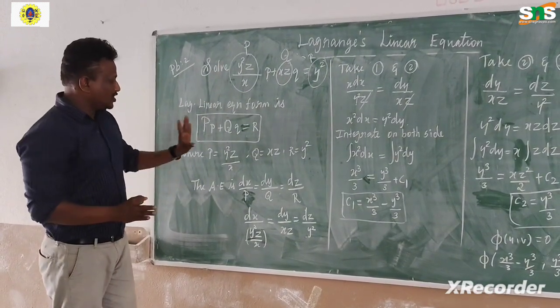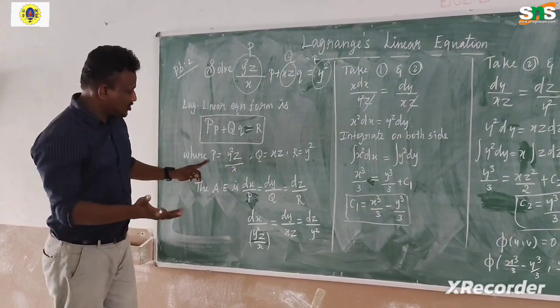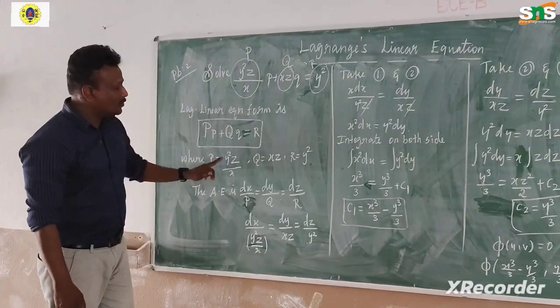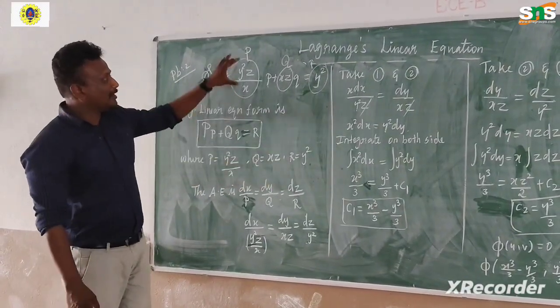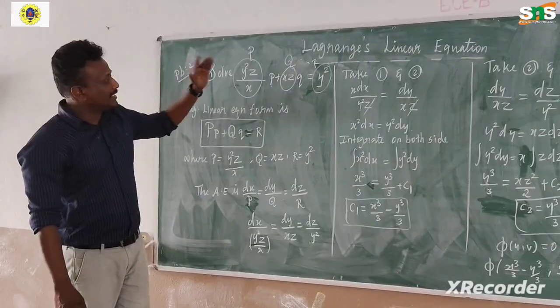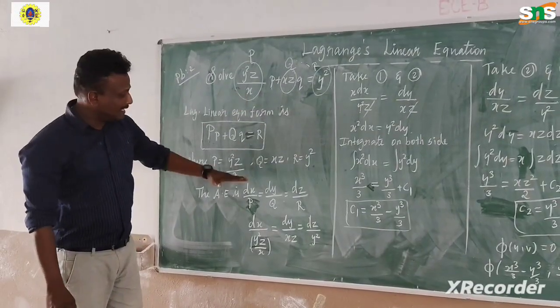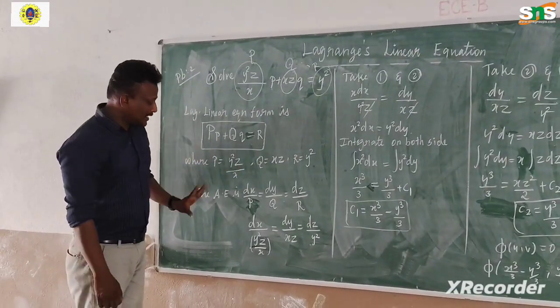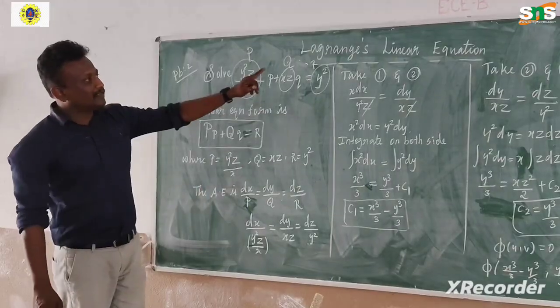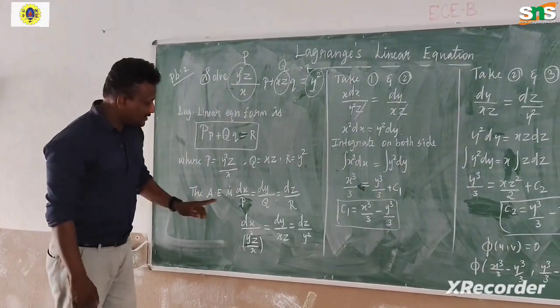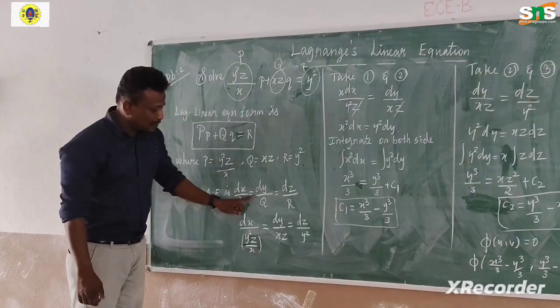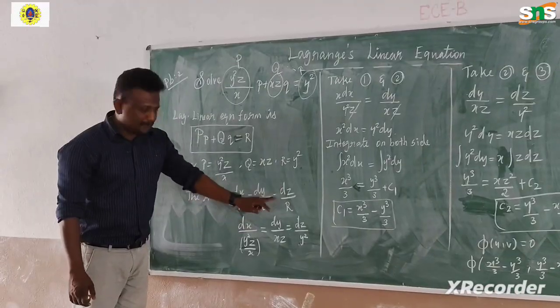The next step, you have to write what is P, what is Q and what is R that you have identified in your differential equation. You just write here. After writing this, you have to write the auxiliary equation of the Lagrange's linear equation, which is nothing but dx by P is equal to dy by Q is equal to dz by R.